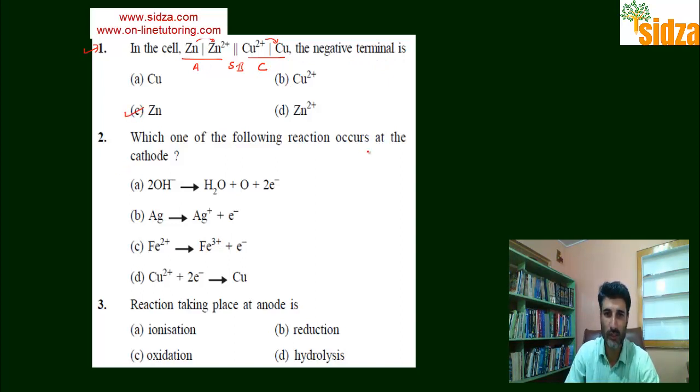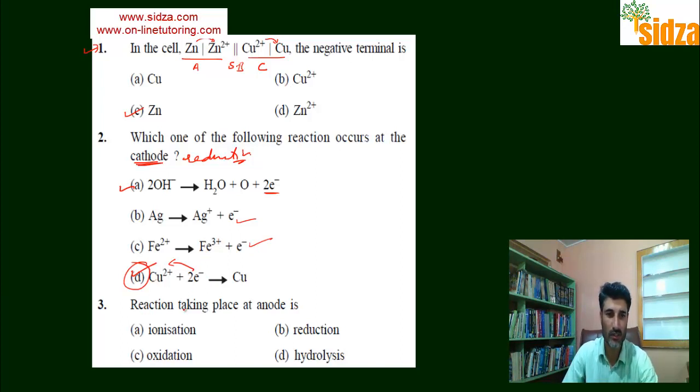Which one of the following reactions occurs at the cathode? As I said, the cathode is the electrode where reduction takes place. So at the cathode, it is the reduction, the gain of electrons, that takes place. If you look here, this first reaction is oxidation, loss of electrons. This is also oxidation. This one is also oxidation. And here this reaction is the gain of electrons. The copper ion gains 2 electrons, so this is reduction. So option D is the correct option for this one.